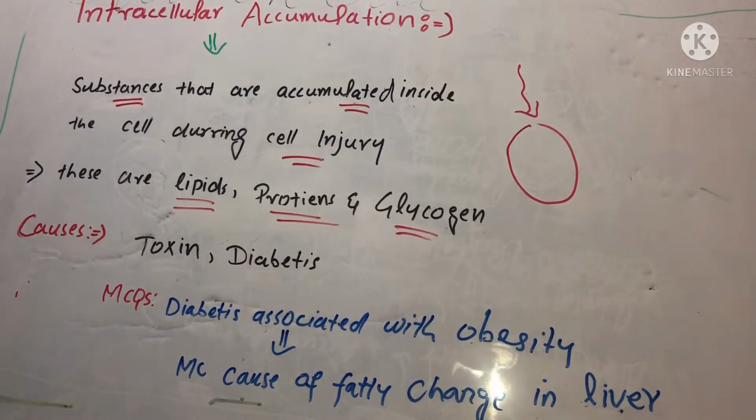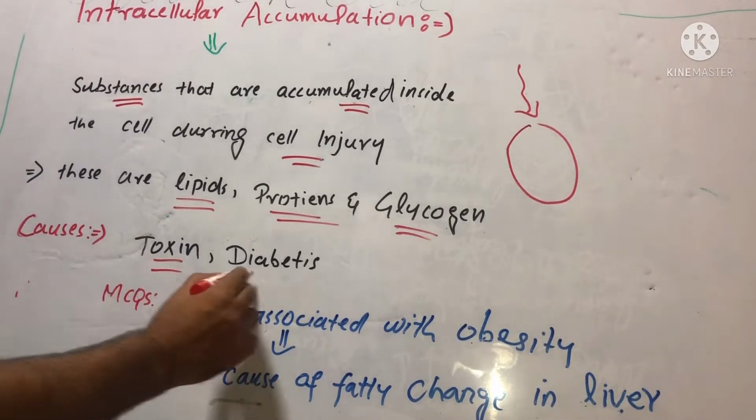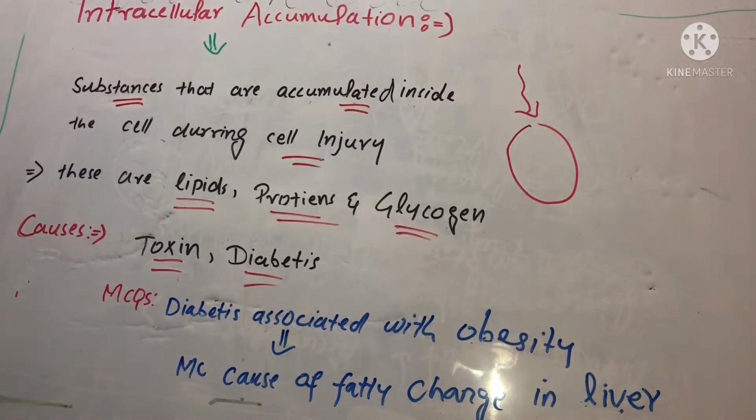Now we will discuss the causes of intracellular accumulation. These are toxins and diabetes, and we will discuss diabetes later. And from an MCQ's point of view, remember that diabetes associated with obesity is the most common cause of fatty change in the liver. It means that those people who are obese and have diabetes have fat accumulation inside the liver.